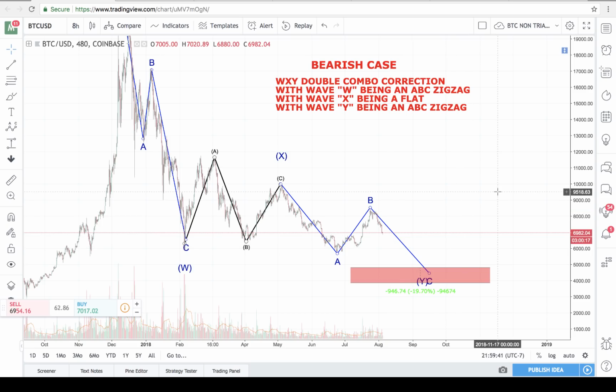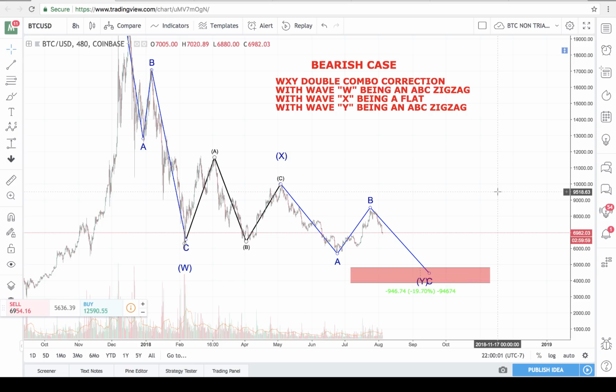So I'm going to talk about the wave counts, and I'm also going to talk about another macro trend that I noticed that's prevalent in other markets as well, and that we're now seeing here in Bitcoin. So we're going to go over both of those, and we're going to start off with this chart here, which is the same exact chart that I had in my previous video.